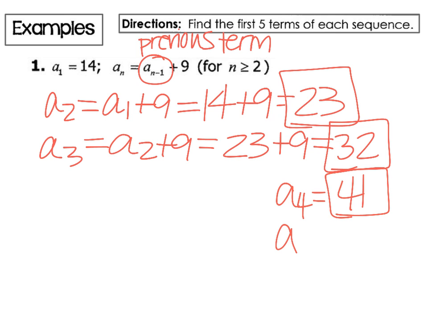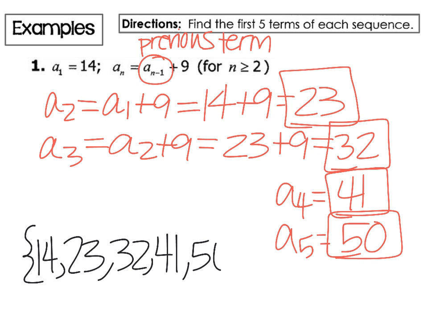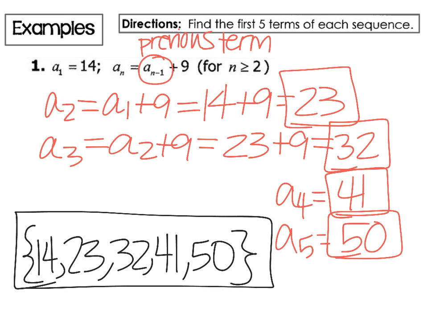And then our fifth term is 50. So we're just adding 9 to the previous term. We do 41 plus 9 gives us 50. Then you always want to write your sequence in the little braces, right? So we write our brace, start with our first term. We've got 14, 23, 32, 41, 50, end our brace, and this is the first 5 terms of our sequence.